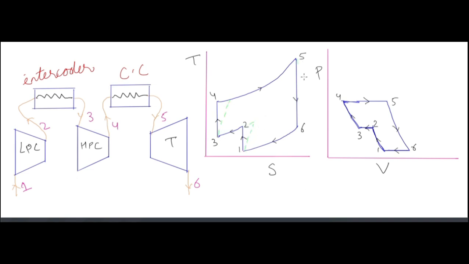Now again, if polytropic compression or polytropic expansion happens, you can find it out by this graph.